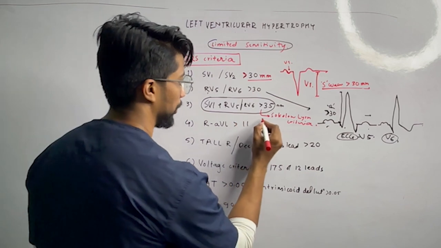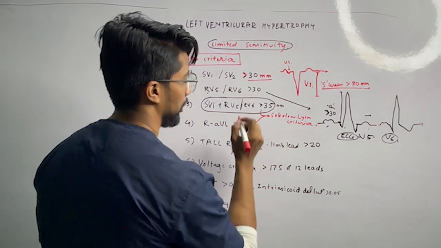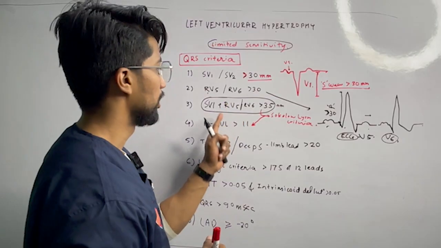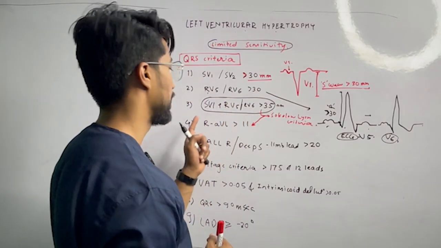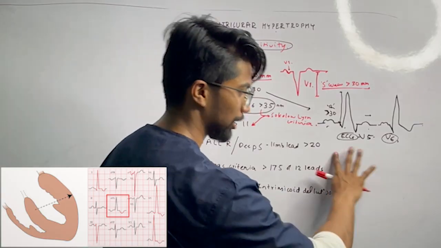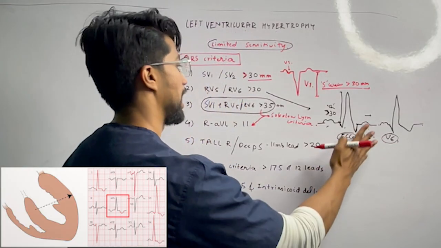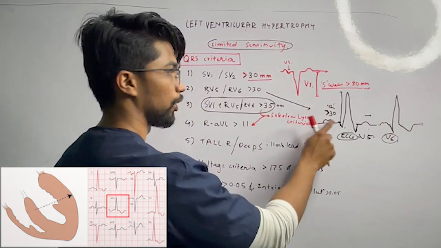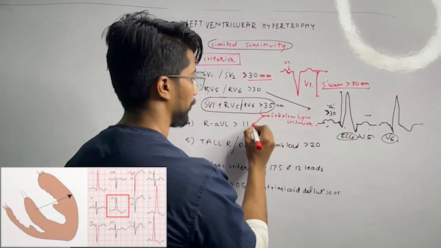Similarly, this is going to be the second part of the Sokolow-Lyon criteria. The Sokolow-Lyon criteria again has two components: SV1 plus RV5, and the R in aVL. aVL is going to be the most lateral lead, so these are like brothers to V5 and V6. Similarly, in these leads, the R amplitude is going to be more than 11 mm.